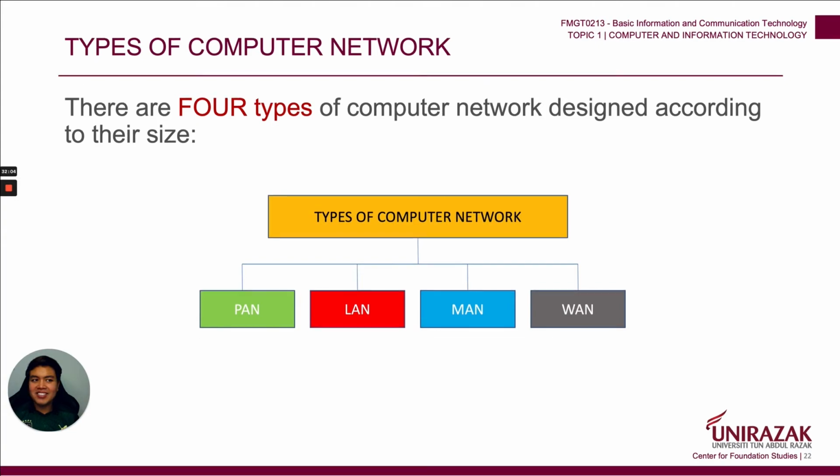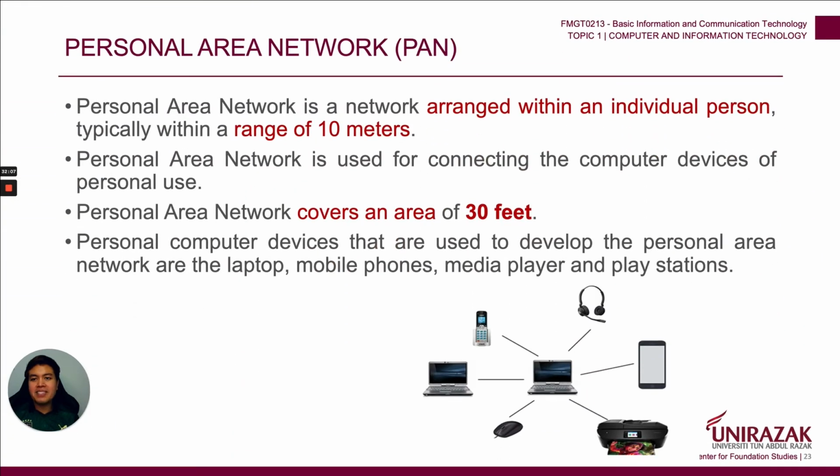All right, so the first one, personal area network. As the name says, personal, it is your own network, so definitely the range or the size is very small. Usually arranged within an individual person, typically within 10 meters, in a house for instance. So for instance, you are in the living room, and your printer is in your bedroom. Let's say you're using your laptop in the living room and you want to print something.